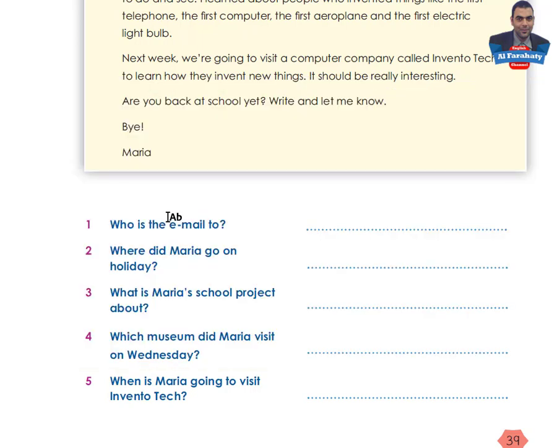Hello again. I write the answers in order to check yours. 1. Who is the email to? Yes, it's to Maha. And I will write short answers. Maha. 2. Where did Maria go on holiday? She went to Mexico, and I will write only Mexico. 3. What is Maria's school project about? Inventions. Excellent. It is about inventions.